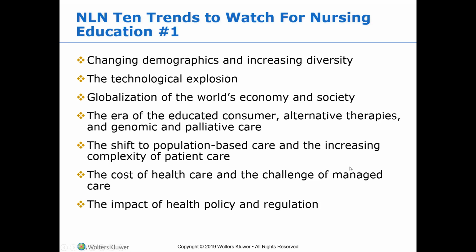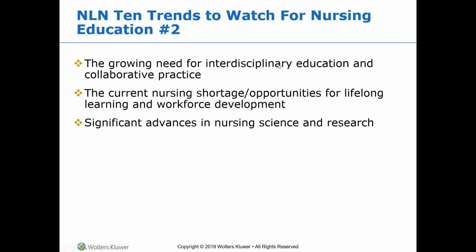The shift of population-based care and increasing complexity that we have now with patient care. So patients got to be really sick now to be in the hospital. So when they're in there, their care is fairly complex. The cost associated with the health care and challenges about managing it. And then the impact of health policy and regulation. Also, the need for interdisciplinary education and collaborating. We do have a current nursing shortage. Even though they keep saying that, I still hear about nurses getting laid off. Okay, opportunities for lifelong learning and workforce development. So right now, the kind of nurses that you see getting laid off, a lot of educational type nurses, and nurses that do different types of specialties. All right, significant advances in nursing science and research.